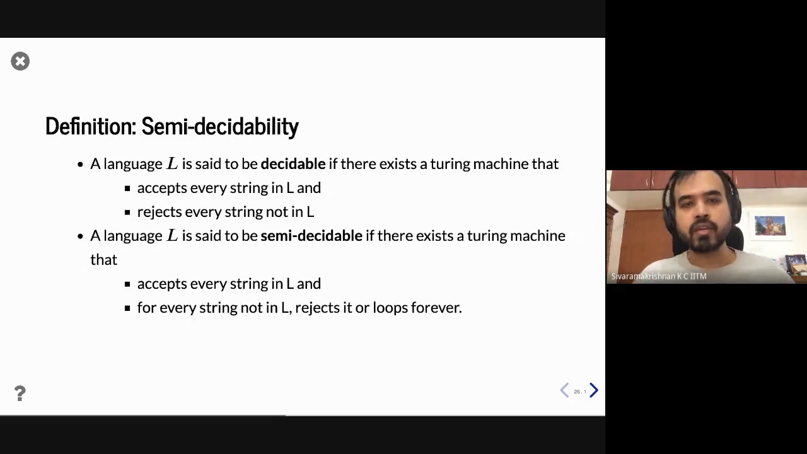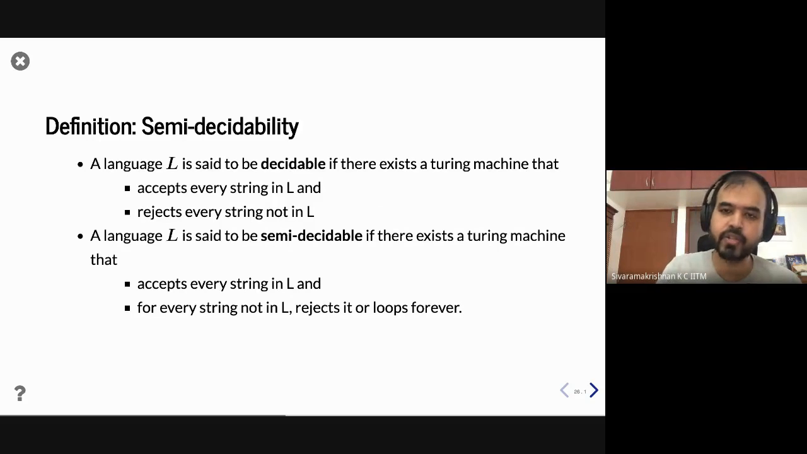So what is semi-decidability, right? The definition is that if I had a language, L is said to be decidable if you can build a Turing machine that accepts every string in L and rejects every string not in L, right? So this is an algorithm that can either accept or reject every string. And if you can build such a Turing machine, then that language is said to be decidable, right?